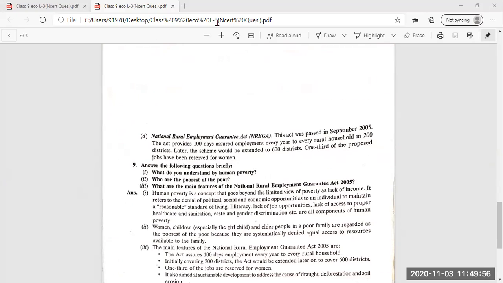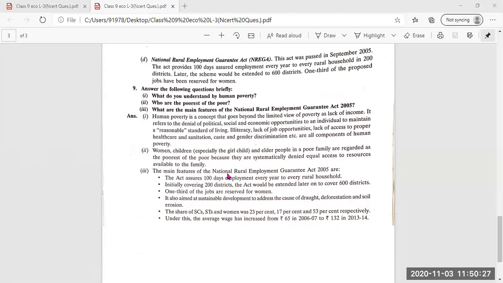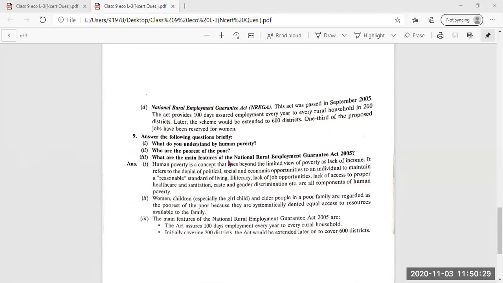The National Rural Employment Guarantee Act, NREGA. This act was passed in September 2005, and this program assured employment every year to every rural household in 200 districts, and later the scheme would extend to 600 districts. It has assured employment for 100 days for the rural household, and first it was for the 200 districts, later on it was extended to 600 districts. So these were all the NCERT questions.